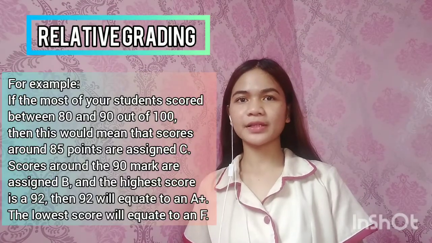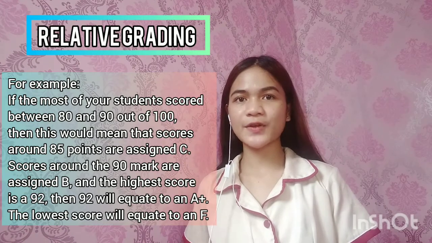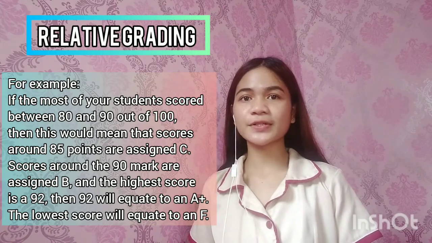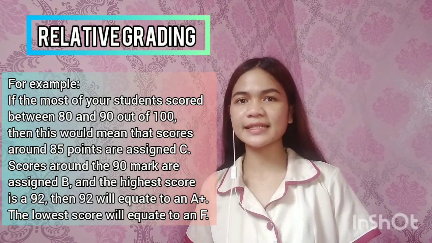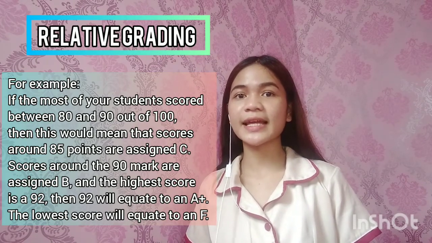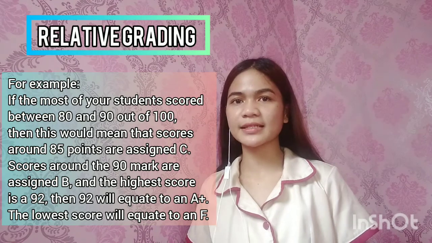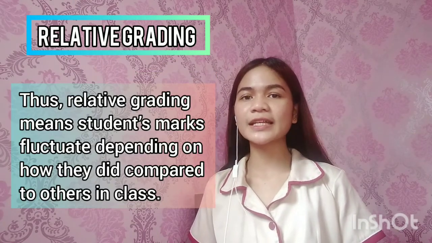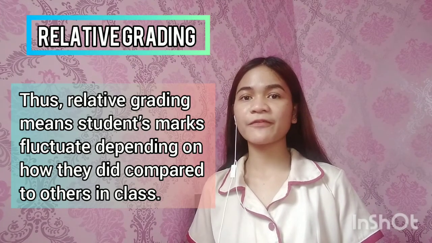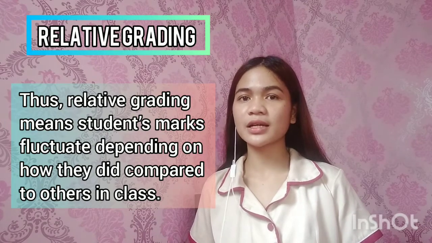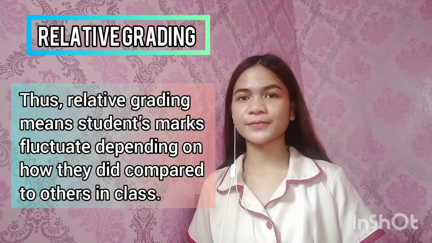For example, if most of your students scored between 80 and 90 out of 100, then this would mean that scores around 85 points are assigned a C. Scores around the 90 mark are assigned a B, and if the highest score is a 92, then 92 will equate to an A+. The lowest score will equate to an F. Thus, relative grading means students' marks fluctuate depending on how they did compared to others in class.